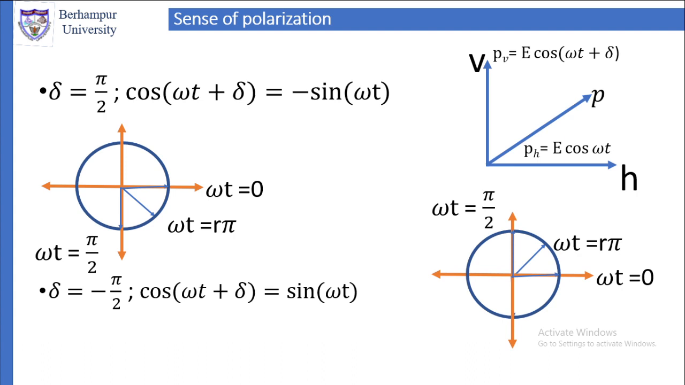To be more clear, when you are looking at a wave which is propagating away from you and the sense of rotation is in the clockwise direction, then it is called right hand polarization. When it is propagating away from you and the sense of rotation is in the anti-clockwise direction, then it is called left hand polarization.